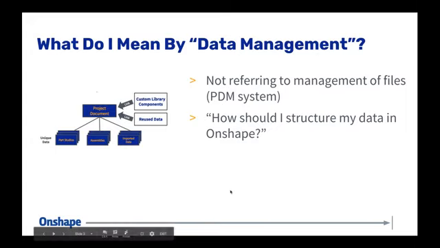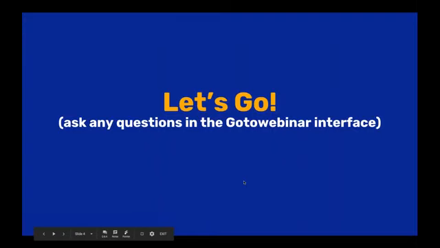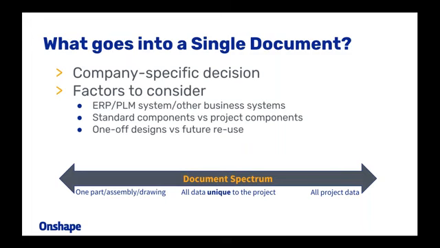Let's dig right into it. Now, I want to start with the most common question that we get, and one of the most important things I want to stress in this webinar today, and that is: what goes into a single document? I think that's the most common question I get, and it's definitely the most important aspect of today's webinar. What goes into a single document? Should you put everything in a document? Should I put just a single part or single subassembly or a single file into a document? What does that look like?